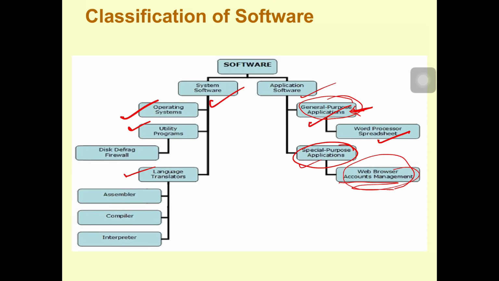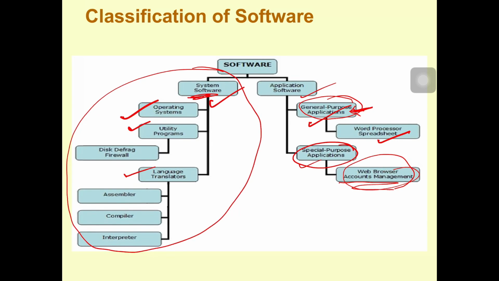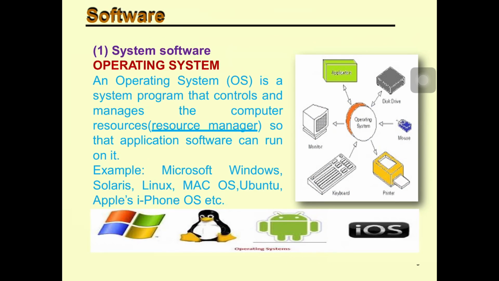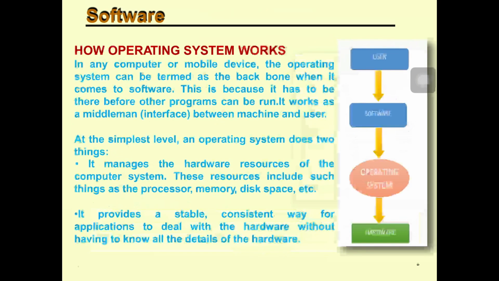Now I will tell you about system software. I will focus on this, and I will tell you about the system software containing operating system, utility programs, and language processor. Now, operating system. Operating system is the system software which acts as the interface between the user and hardware. Without an operating system we cannot run our computer. Examples of operating systems are Microsoft Windows, Linux, Mac operating system, etc.